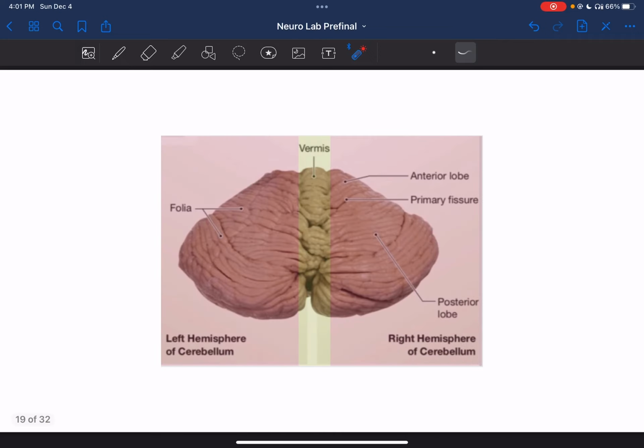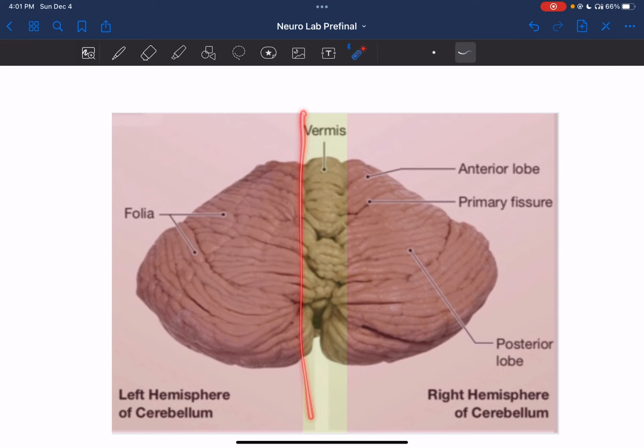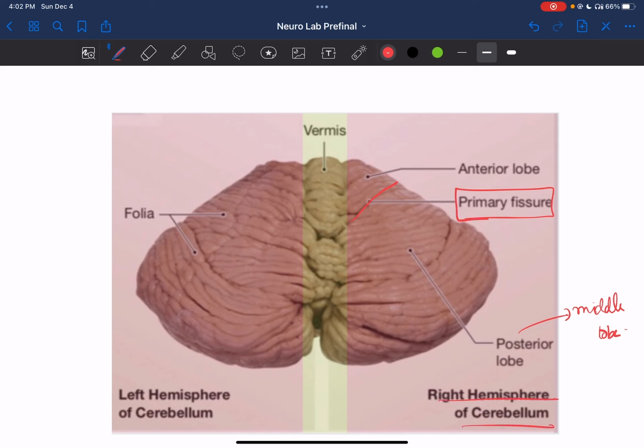Now to advance, this is the posterior aspect of your cerebellum, or you can say the posterior superior aspect of your cerebellum. The middle part, which looks like a worm right here, is the vermis. Okay? And this is your anterior lobe. So the cerebellum mainly has the anterior lobe and the posterior lobe. The posterior lobe is also known as your middle lobe, which is very big. Okay. This anterior lobe and posterior lobe are divided by a fissure called your primary fissure, which is marked over here. This is the right hemisphere of the cerebellum. This is the left hemisphere of the cerebellum.